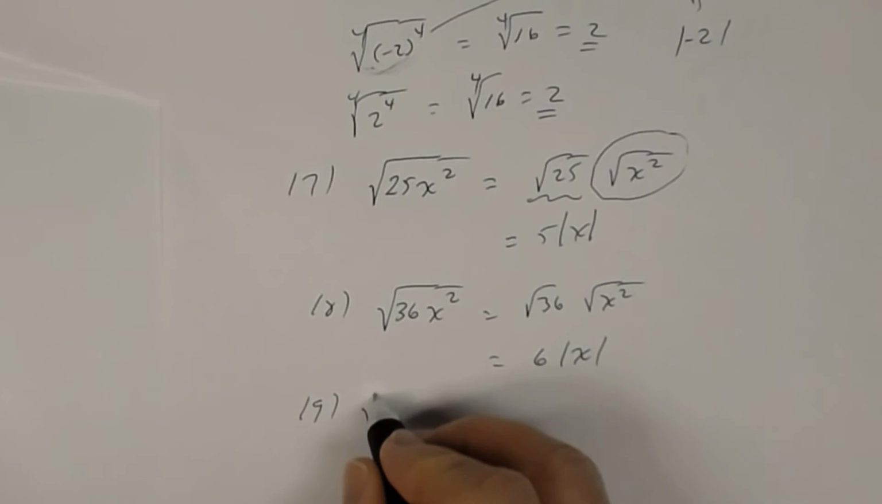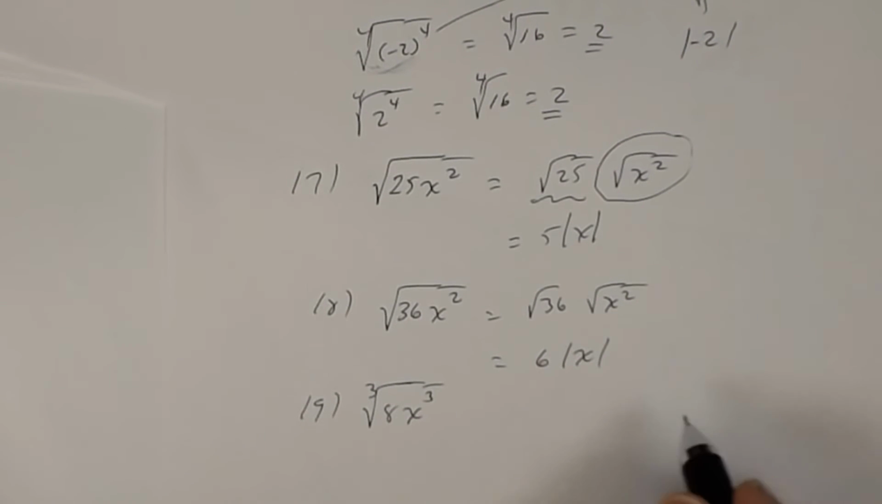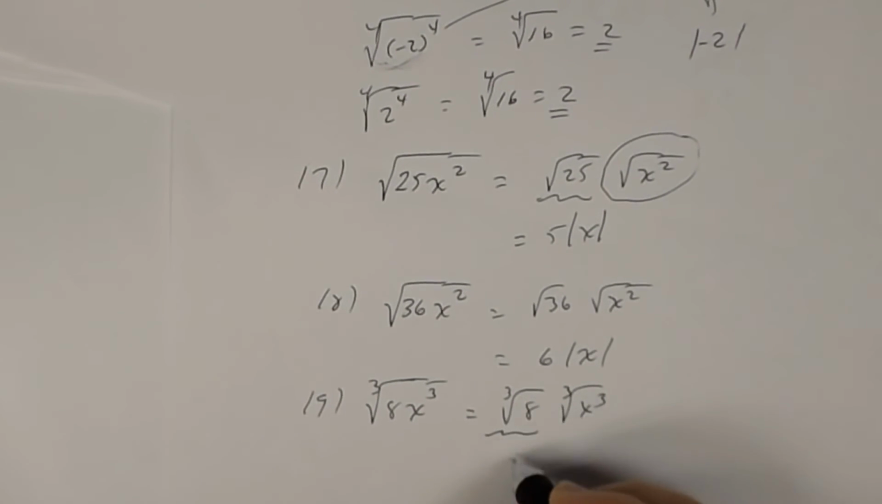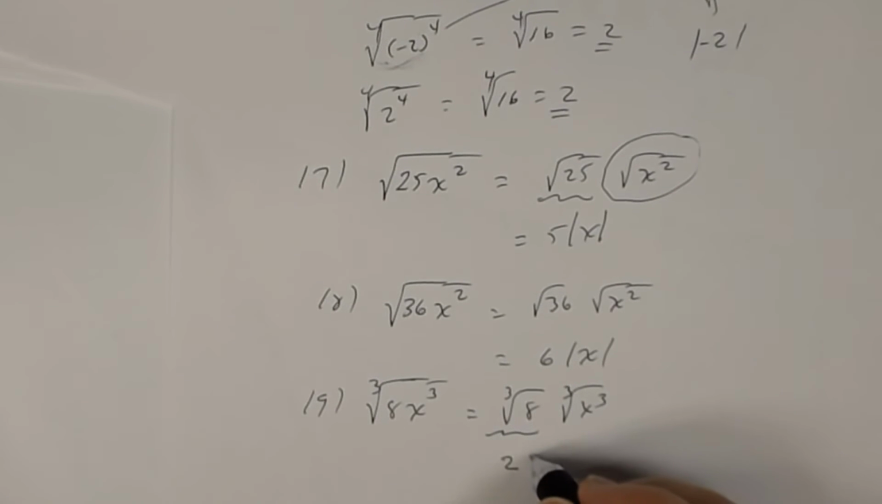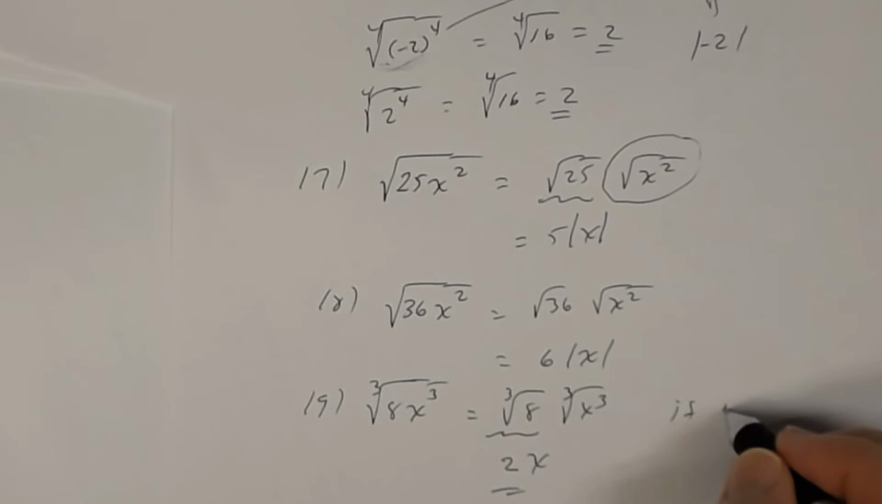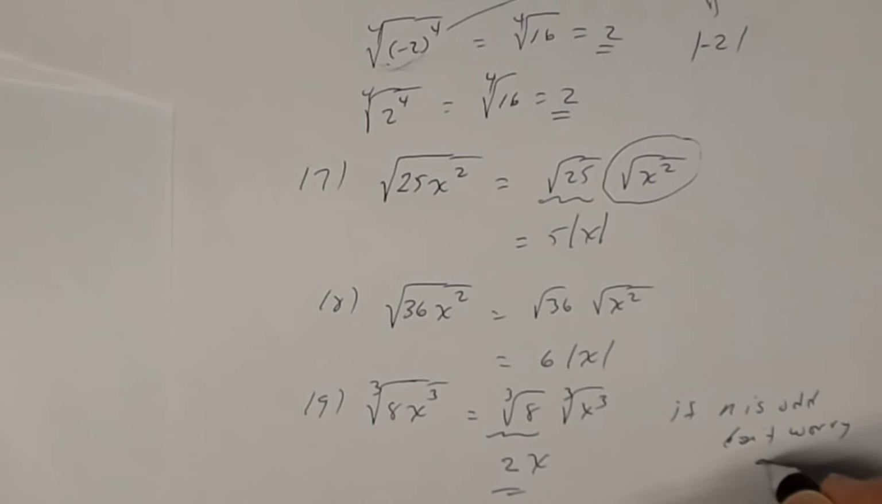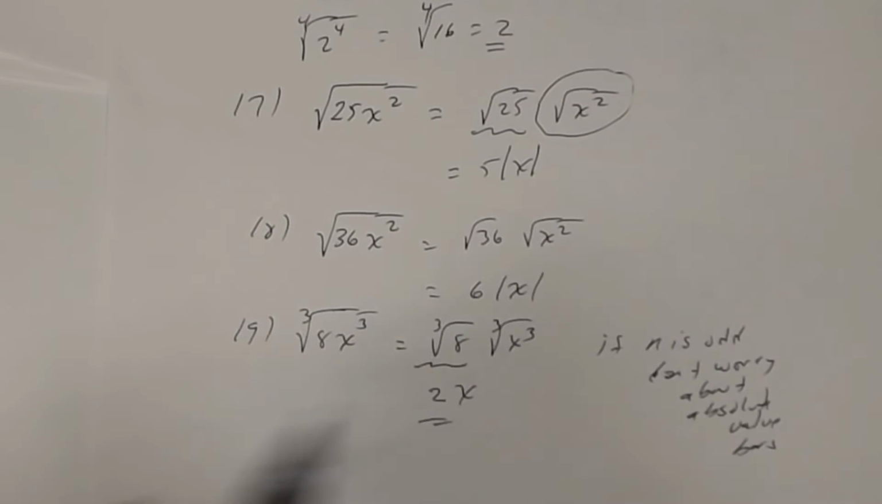19, what if you had the cube root of 8x cubed? Well, that's going to be the cube root of 8 times the cube root of x cubed. That's positive 2. Now that's odd, so I don't have to worry about it. Since these are odd, I don't have to worry about absolute value at all. It's just x. So remember, if n is odd, don't worry about absolute value bars. If n is odd, no absolute value bars.